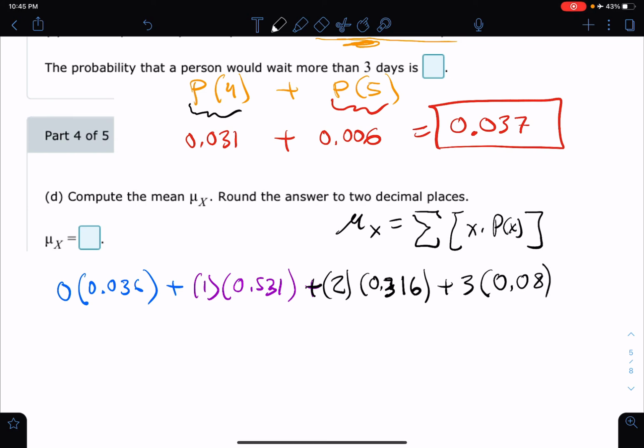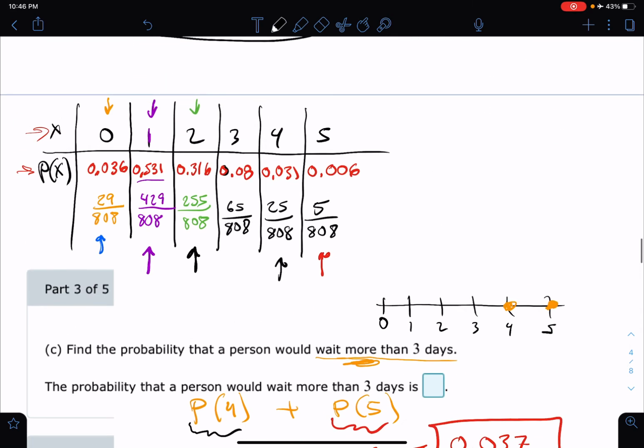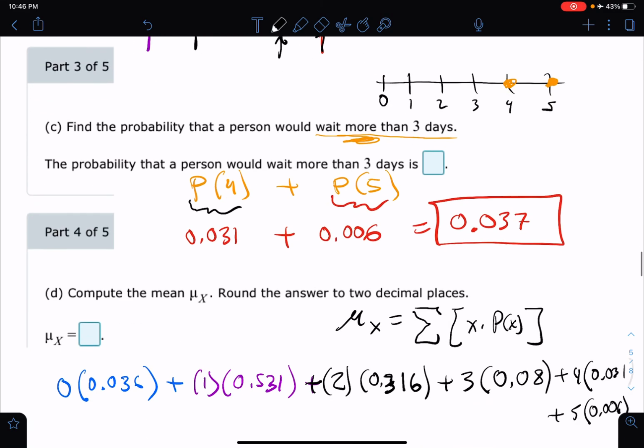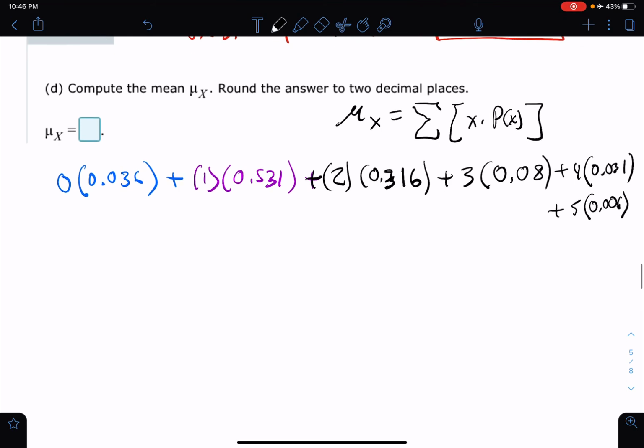Wow, I'm running out of space here. Next one is 4, and the probability of getting a 4 is 0.031. The last one is getting a 5, and the probability of getting a 5 is 0.006. Right, and we know getting a 5 is right here. The probability is 0.006, so that's where I got everything. All I need to do is add all that up. I do that and I get approximately 1.557. They're asking us in this problem to round to 2 decimal places, so we'll go ahead and do that, 1.56.